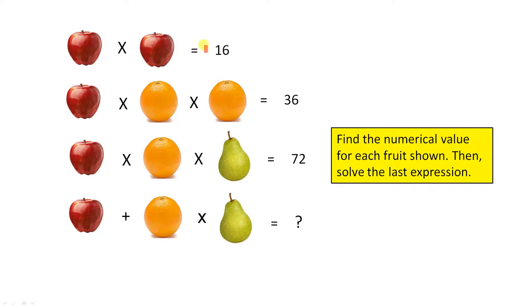So apple times apple equals 16. Apple times orange equals 36. Apple times orange times pear equals 72. We have to find apple plus orange times pear. So find the numerical value for each fruit shown, then solve the last expression. So that's the expression we have to solve.